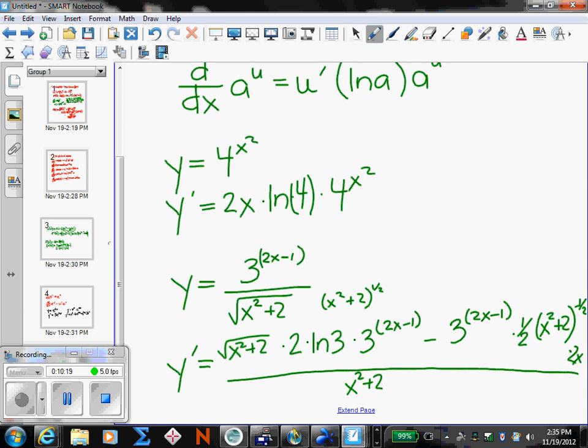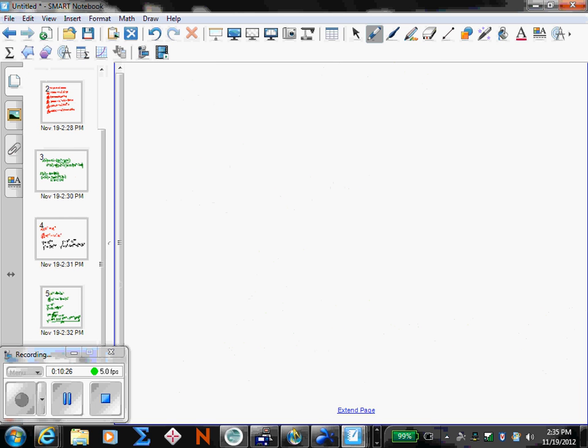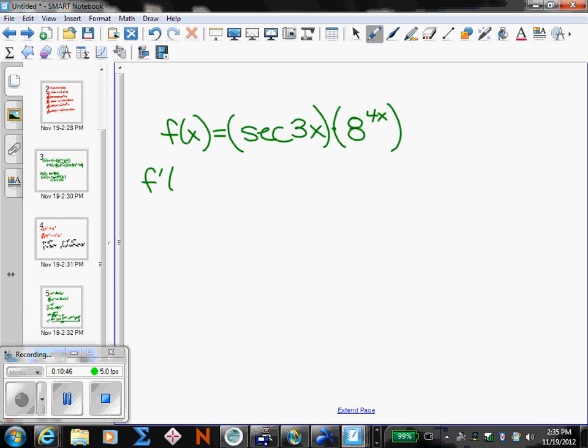Okay, let's do 2 more examples. So if our function is secant 3x times 8 to the 4x. I have 2 functions here. I need to use the product rule.